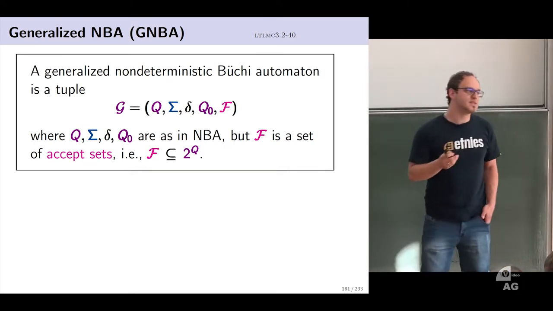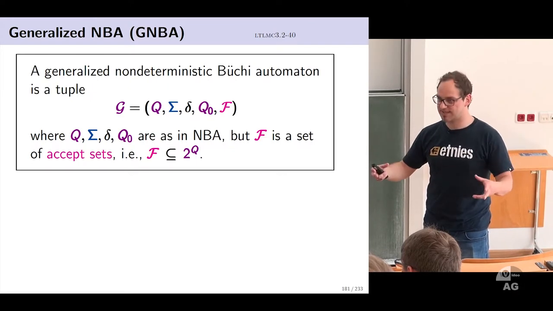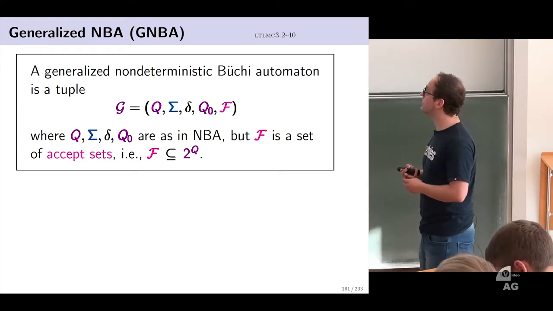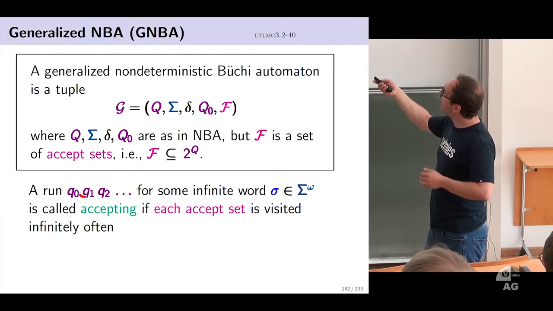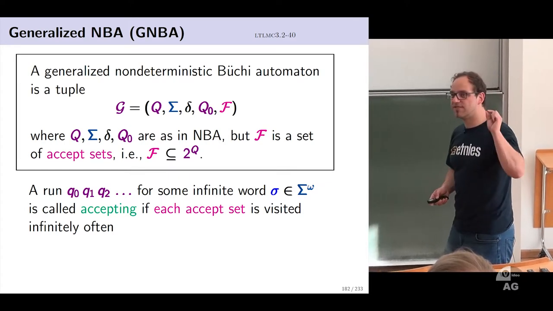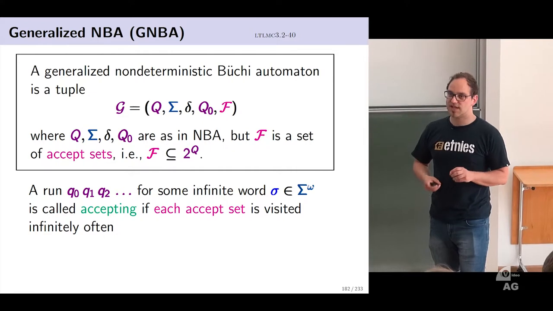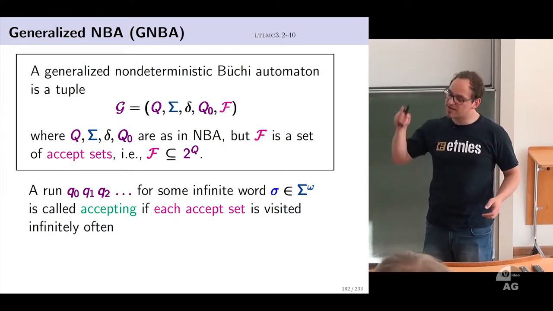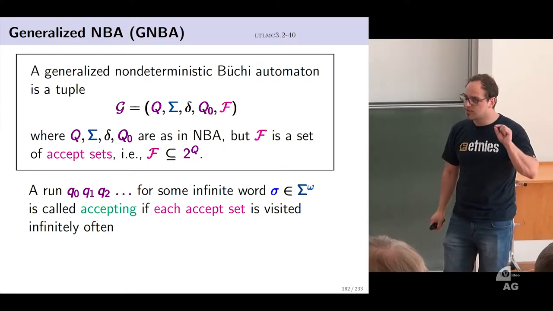Well, why do we have that? It means that instead of having one set of accepting states, we have a set of sets of accepting states. So instead of just saying Q0 and Q1, either one of them needs to be visited infinitely often, we can now require more. Why is that? Because we now say a run Q0, Q1, Q2, on some infinite word sigma is accepting if it visits all the sets that are in this curly F infinitely often. So instead of saying here's this one set, and you need to visit it infinitely often, I'm going to give you a set of sets. And in order to be accepting, you need to visit all of them infinitely often. You can choose which state in the individual set. That's up to you. But you need to visit all of them infinitely often.